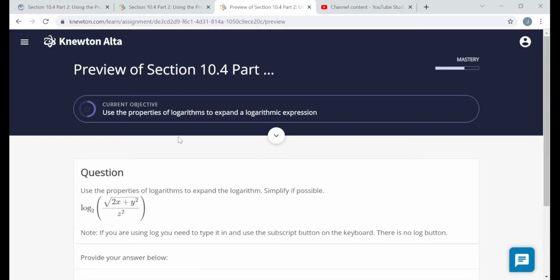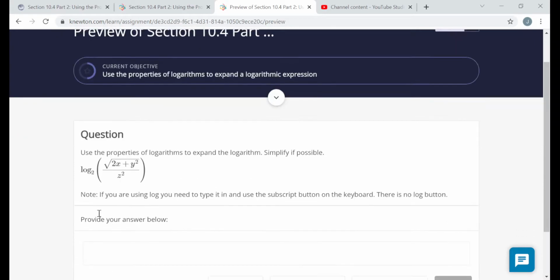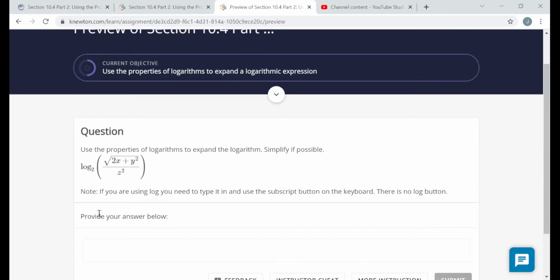All right, we're back to the use properties to expand. And so you've seen me do a couple of these, right? This is where you're using the product property, the quotient property, and the power property until you can't use them anymore. So I'll write this out, and I'll do it probably a little more quickly than I've done the other ones.